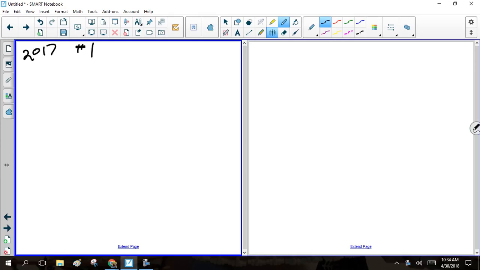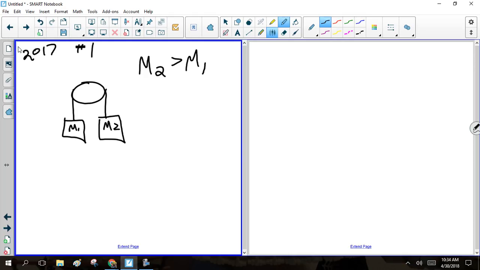Question A asks you to make a free body diagram for both blocks, right? Of significant importance is the problem tells you which block is heavier. So this guy is M1, this one's M2. The masses can vary, it says, but M2 is always bigger than M1, which is important because that tells us that our system is going to accelerate this way, right?